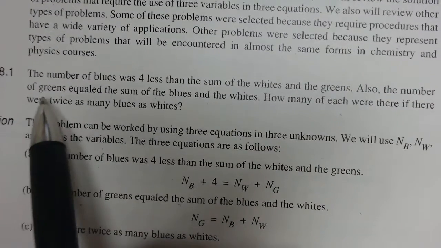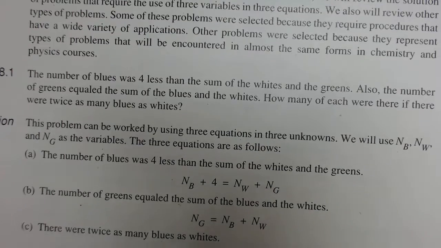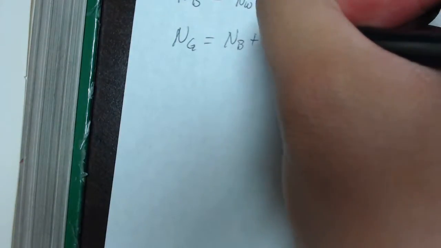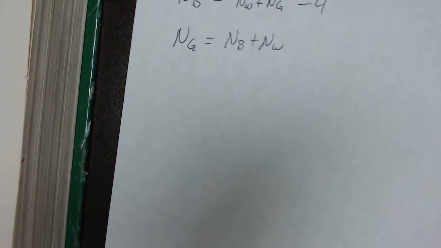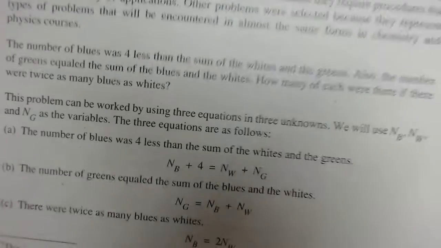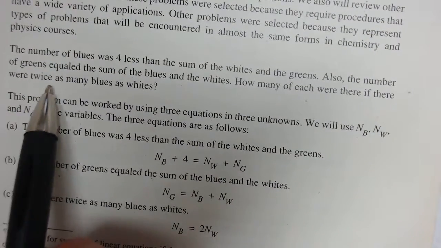Also the number of greens equaled the sum of the blues and the whites. So that's a pretty simple equation. I just put number of greens equals number of blue plus number of white. So n sub g equals n sub b plus n sub w. Cool. Equation number 2. Now, where is equation number 3? It's right after the question. They say how many of each were there if there were twice as many blues as whites.